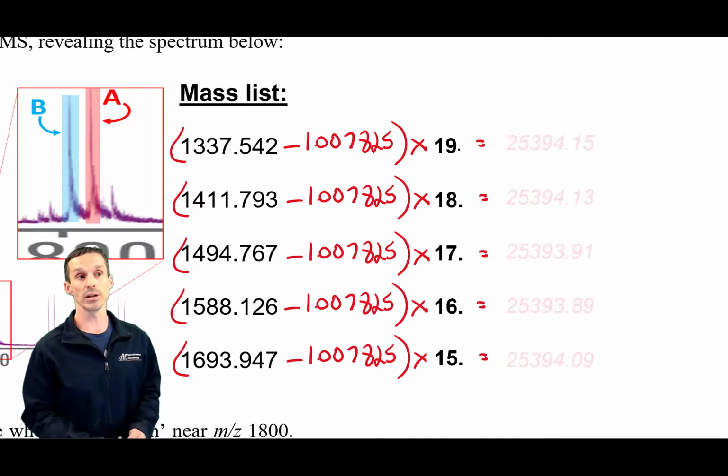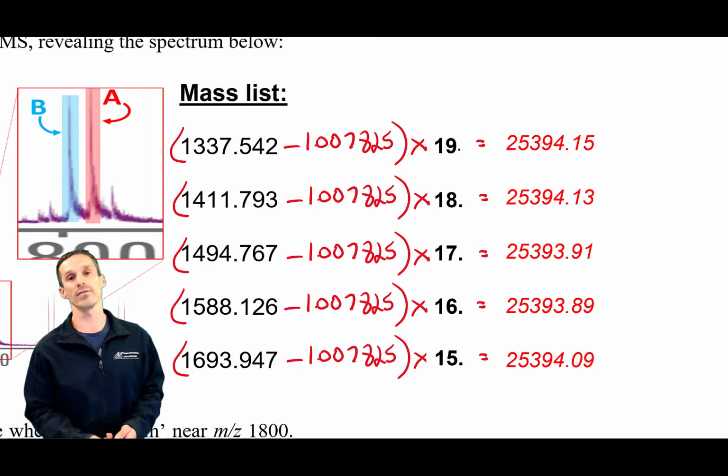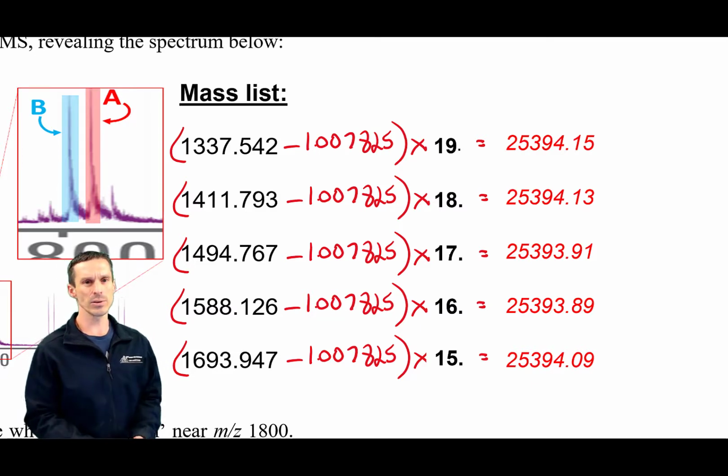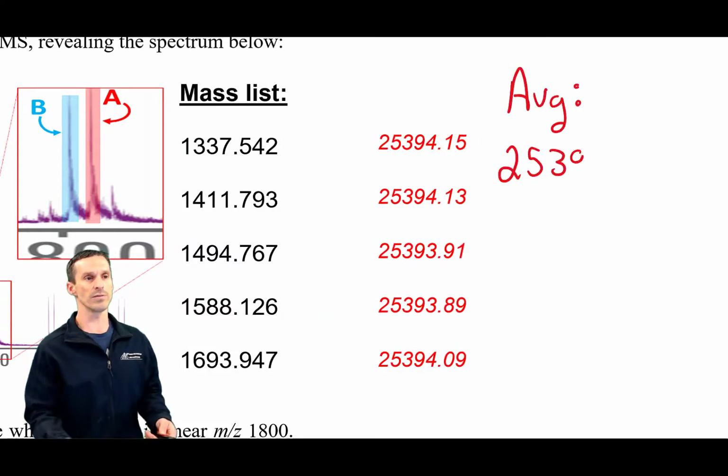I could do that with every single one of them. So when you calculate those masses, they all turn out to be roughly 25,000. And actually, I might as well use all of these numbers. So I'm just going to take the average, report a standard deviation, get all fancy with that.